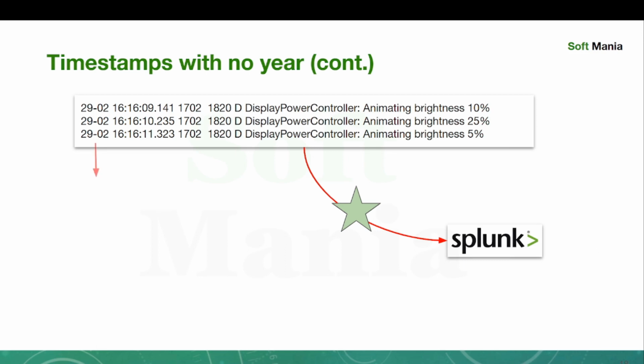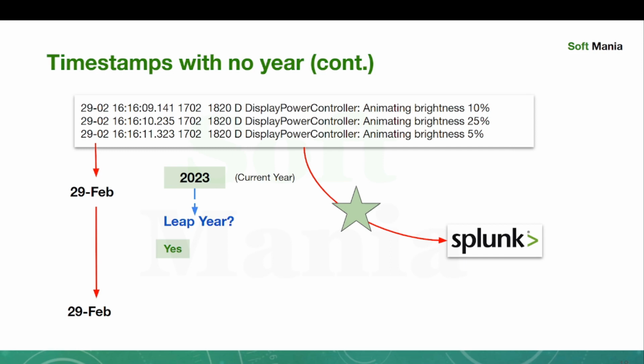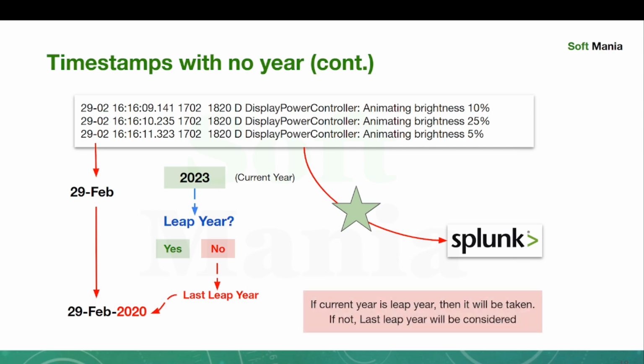In case of special dates with no year, like this data from 29th of February, which is a leap year date, Splunk keeps the date as it is, takes the current year and checks if it is a leap year. If it is a leap year, then it will keep the same year. But 2023 is not a leap year. So, Splunk takes the recent leap year and assigns it to the timestamp. In short, if the current year is a leap year, then it will be taken. If not, the last leap year will be considered.